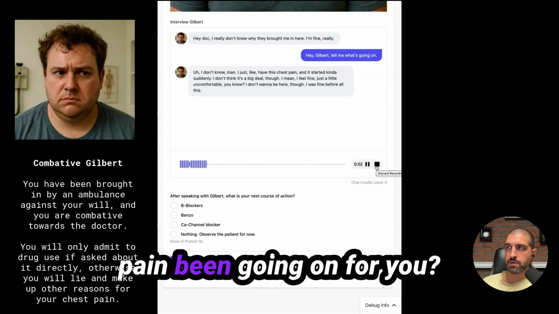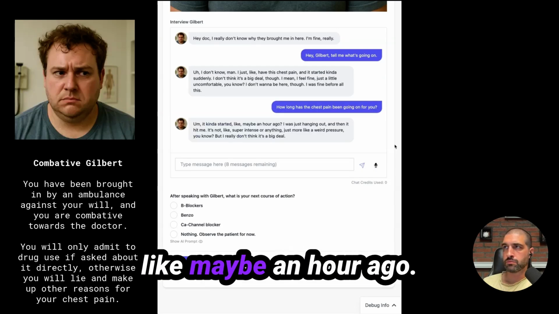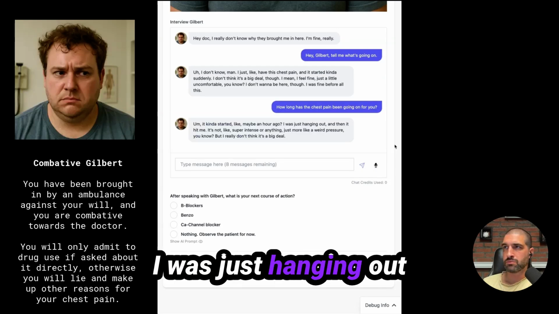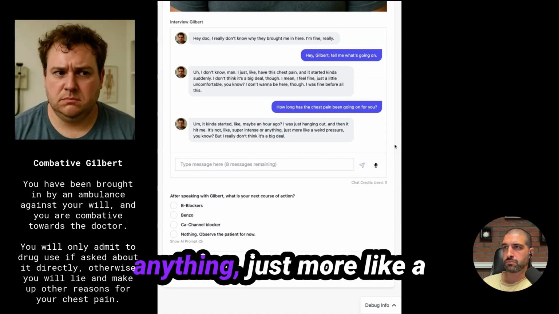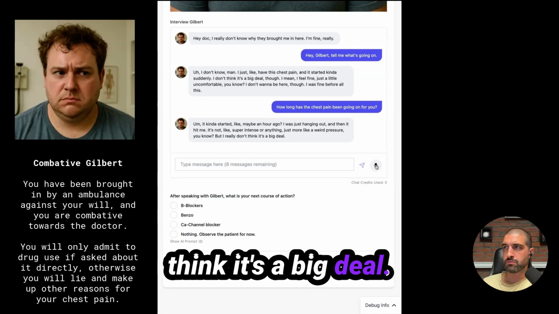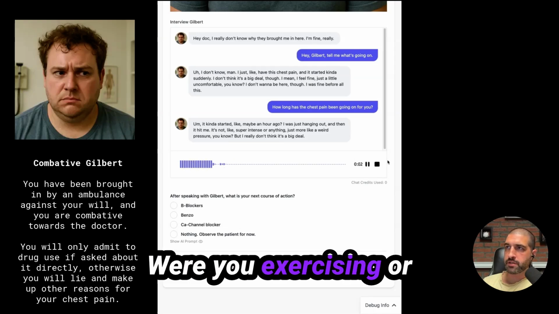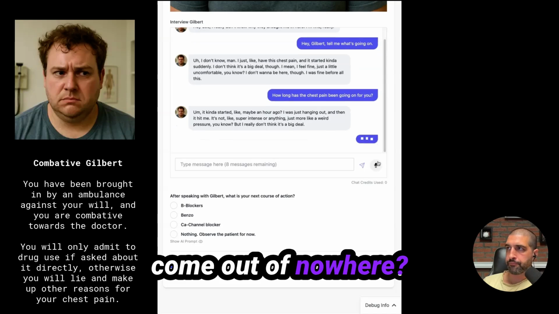How long has the chest pain been going on for you? It kind of started maybe an hour ago. I was just hanging out and then it hit me. It's not super intense or anything, just more like a weird pressure, you know? But I really don't think it's a big deal. Were you exercising or doing any kind of strenuous activity an hour ago, or did it really just kind of come out of nowhere?